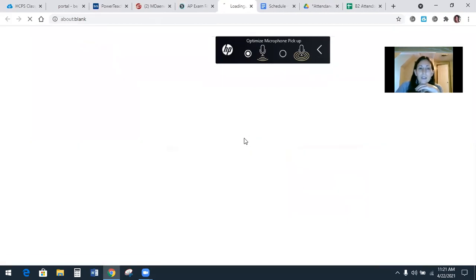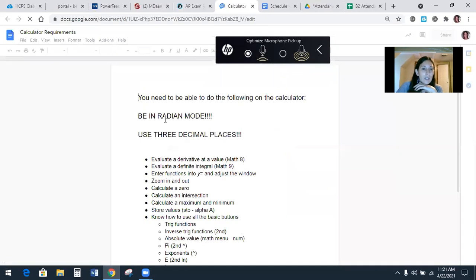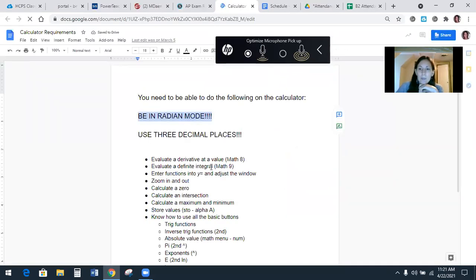All right, calculator requirements. Here are some basic things that you need to be able to do with your calculator or Desmos. First of all, be in radian mode. If you take this exam in degree mode, you're going to cry real tears when you find out afterwards because nothing's going to be right. You need to do 3 decimal places. You can truncate or round, or you can do more than 3, but you need to do at least 3 for them to give you credit.